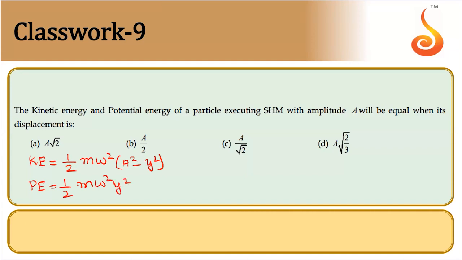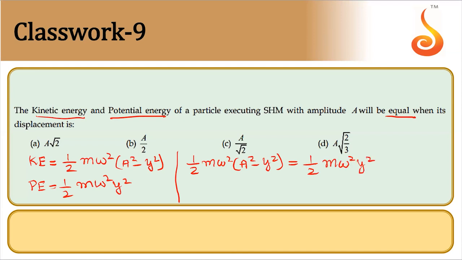See, at extreme position y is equal to A, entire energy is potential. At mean position y is equal to 0, so entire energy is kinetic. Total energy will be half m omega square A square. Here they are both equal. Kinetic energy and potential energy are equal. So equate them. Half m omega square into A square minus y square should be equal to half m omega square y square. Correct?